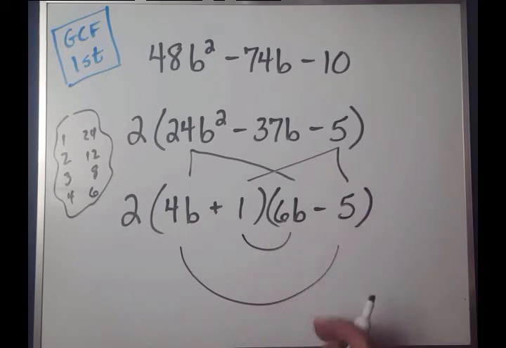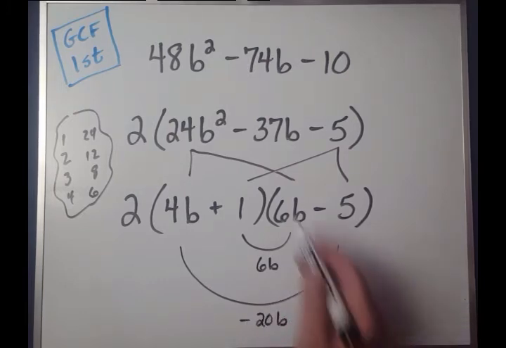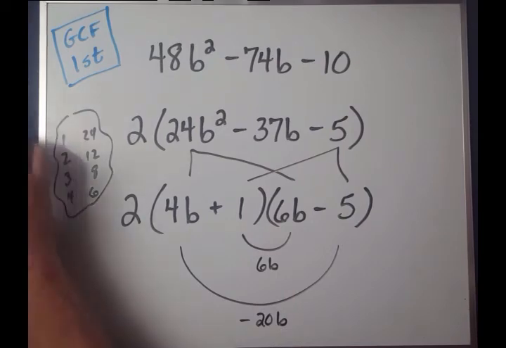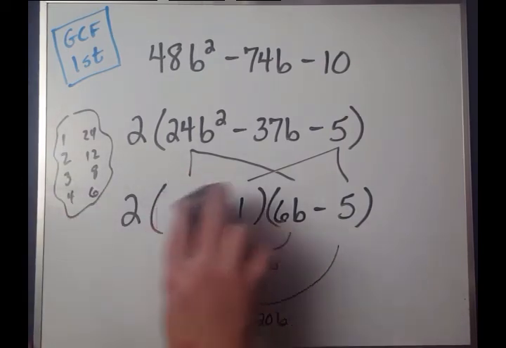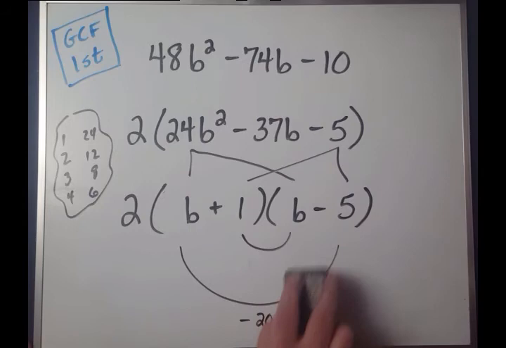Check the outside and the inside and see if we happen to get it the first time. The inside is plus 6b. The outside is minus 20b, a total of negative 14b. We're looking for negative 37. So it's not 4 and 6. Maybe it's 6 and 4.